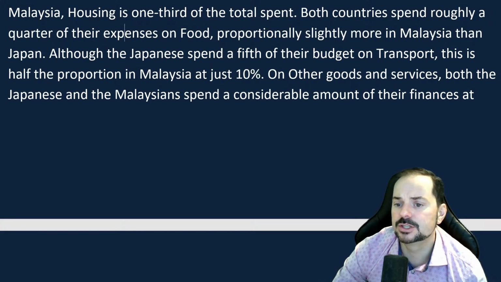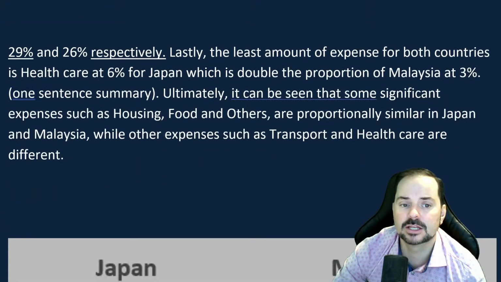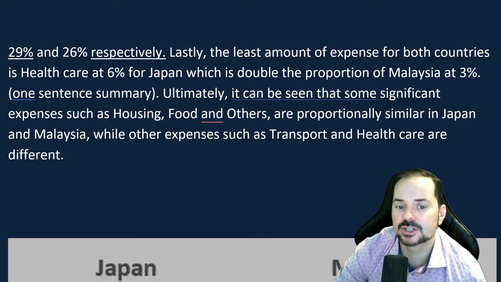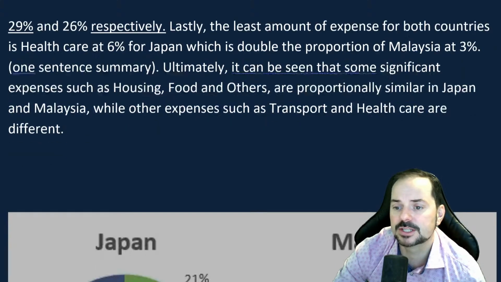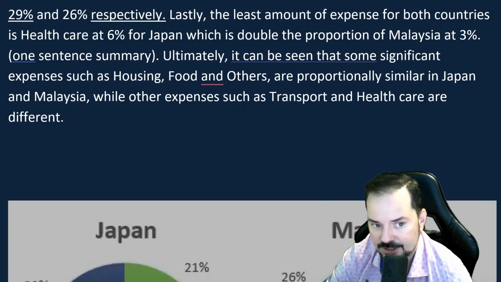On other goods and services, both the Japanese and Malaysians spend a considerable amount of their finances at 29% and 26% respectively. Lastly, the least amount of expense for both countries is healthcare at 6% for Japan, which is double the proportion of Malaysia at 3%. Ultimately, it can be seen that some significant expenses, such as housing, food, and others, are proportionally similar in Japan and Malaysia, while other expenses such as transport and healthcare are different.